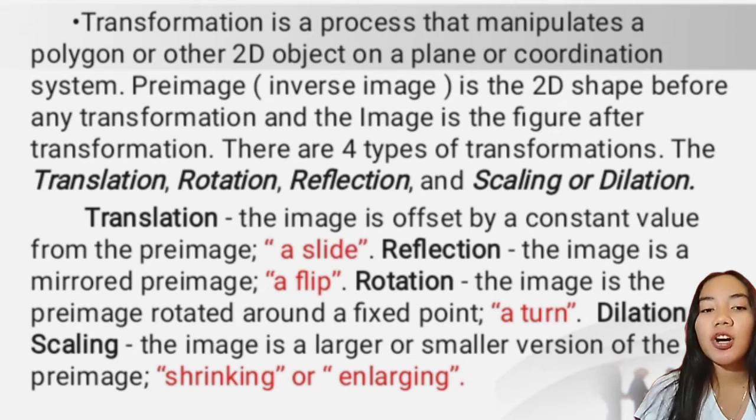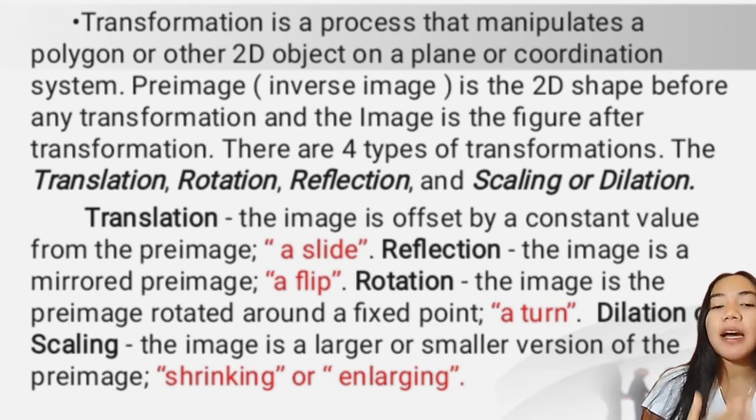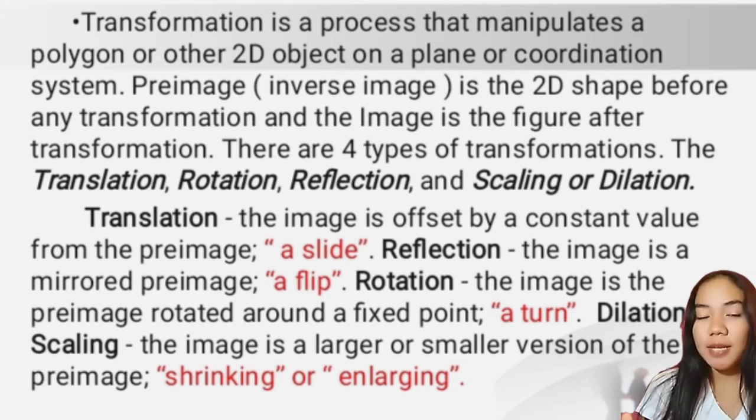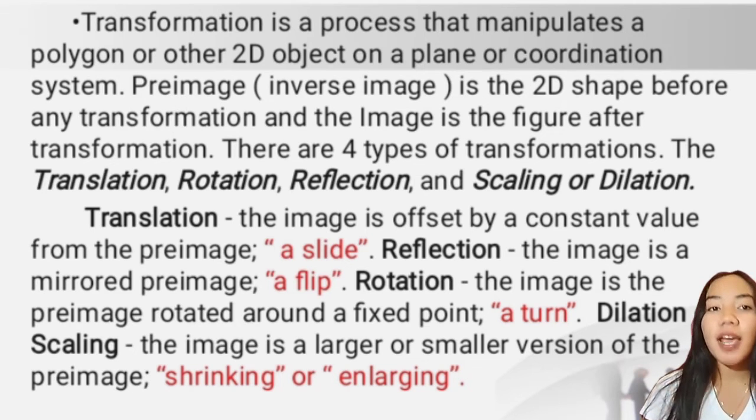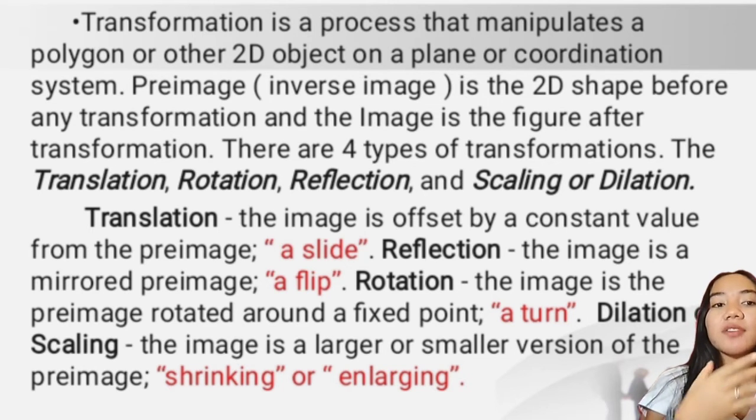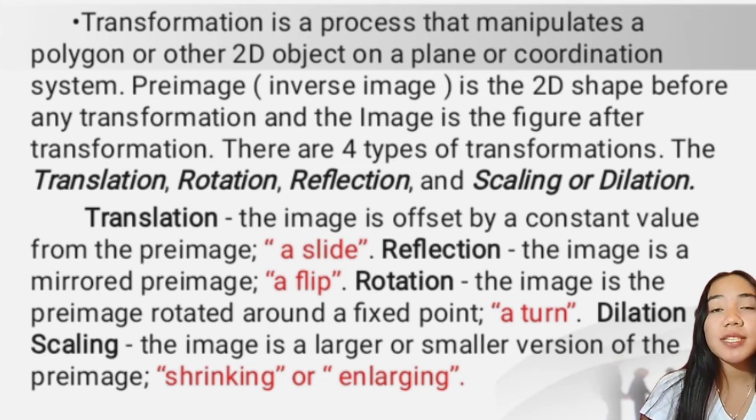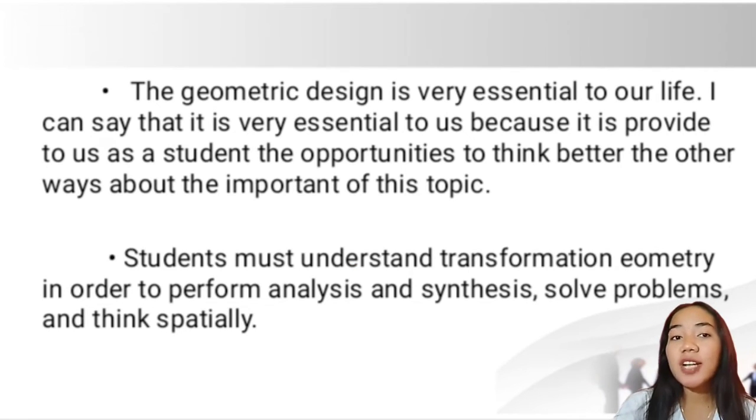When we say translation, the image is offset by a constant value from the pre-image, or a slide. Reflection, the image is a mirrored pre-image, or a flip. Rotation, the image is the pre-image rotated around a fixed point, or we can say a turn. And dilation or scaling is when the image is a larger or smaller version of the pre-image, and it is also called shrinking or enlarging.